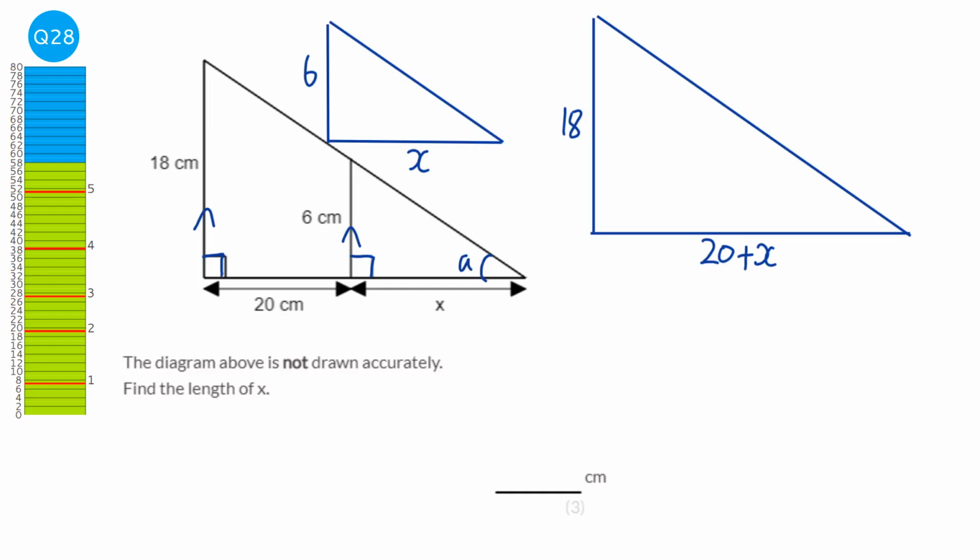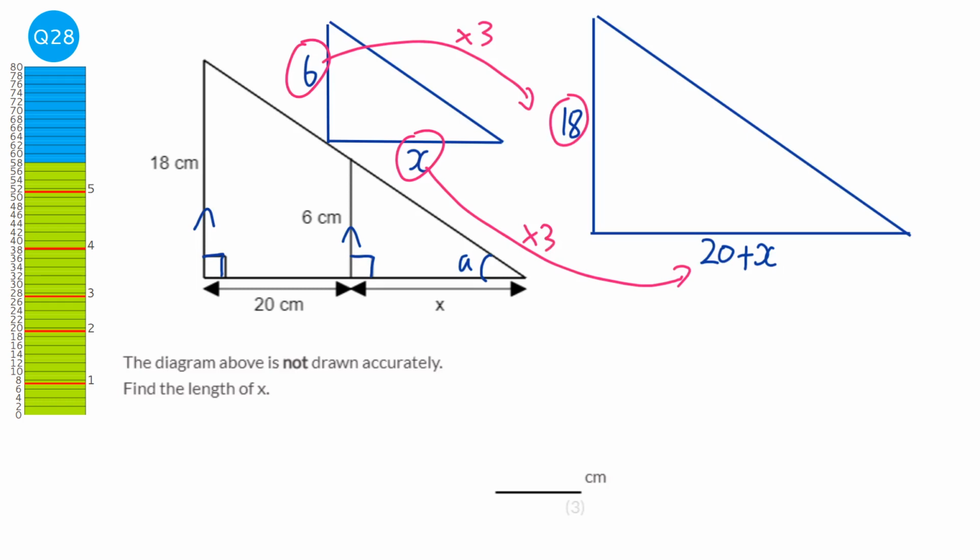So we need the scale factor first. Now if you look at the 6 and the 18, they are what we call corresponding sides. So we need to work out the scale factor by finding out what I multiply the 6 by to get to the 18. Well, that's obviously going to be 3. So we now know that we can times the x by 3 to get to the 20 plus x. So we can write that down. 3x, I'm timesing the x by 3, and that will give me 20 plus x.